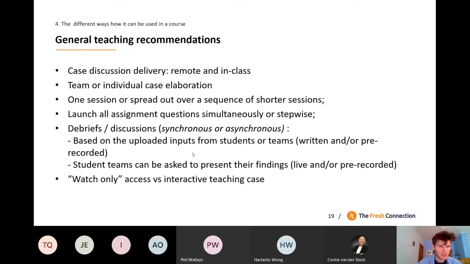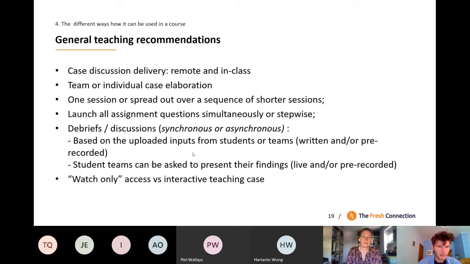Same with the assignment questions. You can give them the whole teaching case all at once, or you say, I want to work really with the scenario. So today they receive the first part of the story with the first assignment question, and then at the end of the week or next week they receive the second question with the second part of the story, something like that. We spoke about debriefs and discussions. So really try to make use of synchronous and asynchronous ways of working to make it as easy as possible for your students to work in an online setting.